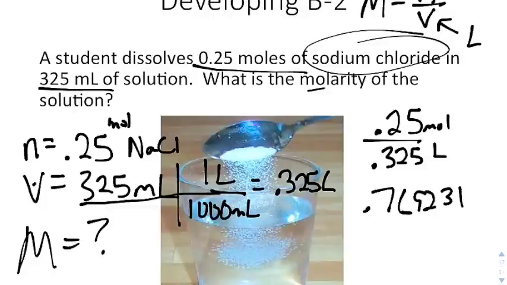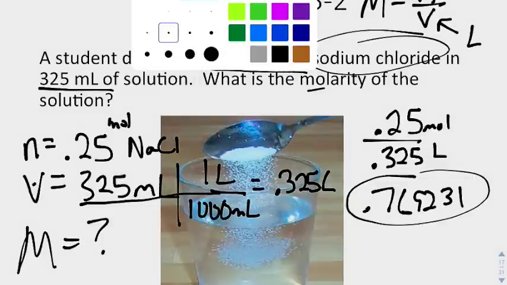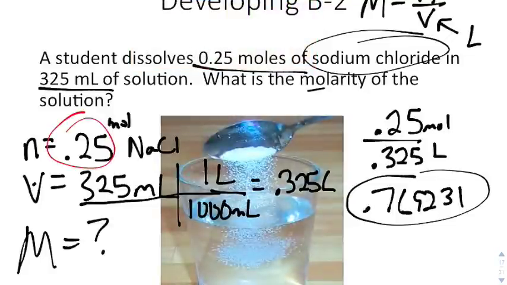0.769231. Now, you should know that this right here is representing more accuracy than I should. Remember, you should use significant figures in your answer. And if you look, I have 2 significant figures here and 3 significant figures there, which means I need 2 in my answer. This should be 0.77 molarity NaCl.